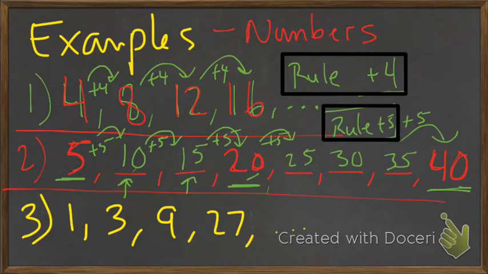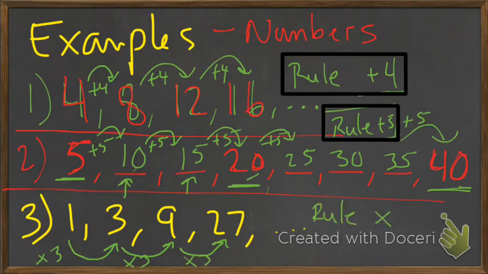There's two ways to go up: you can either add or you can multiply. Let's try multiplying. From 1 to 3, we're going to multiply by 3. From 3 to 9, we're going to multiply by 3. 9 to 27, we're going to multiply by 3. So our rule in this case is multiplied by 3.